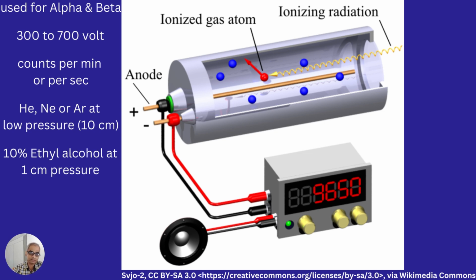Also, when the atom gets ionized, the electron may strike on the other atoms and it can create the avalanche of the electrons, so that there could be a discharge in between the cathode and anode. To avoid this discharge, 10% ethyl alcohol at 1 centimeter pressure is also used with the mixture of this gas. Now this counter counts, or we can hear the sound, or we can listen to the counts through the speakers also.